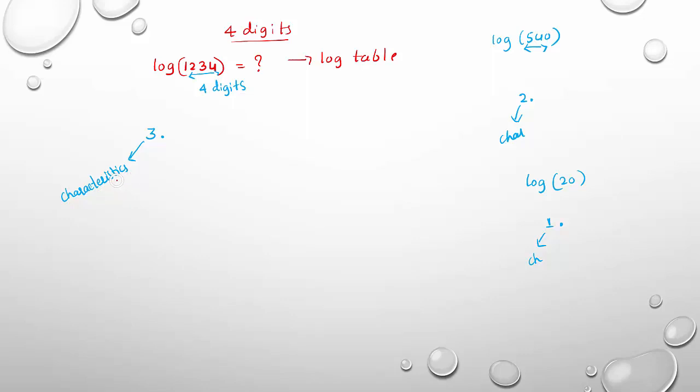How to find the characteristic? The number of digits minus 1. If there are 4 digits, minus 1. If there are 3 digits, it should also be minus 1. So this is called the characteristic.